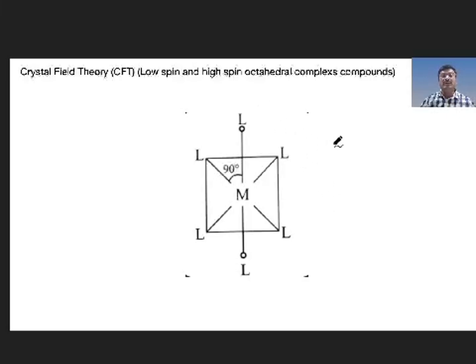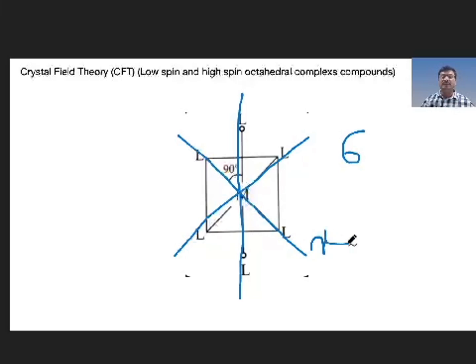In the octahedral structure, there are a total of 6 ligands attached to the central metal ion. Two ligands are present on the x-axis, 2 ligands are present on the y-axis, and the remaining 2 ligands are present on the z-axis. That means all 6 ligands are present on the axes only.